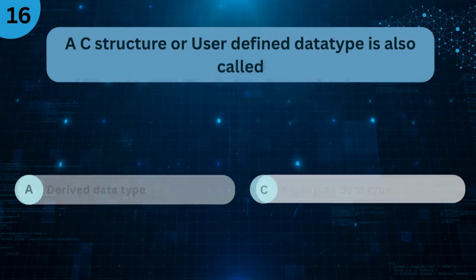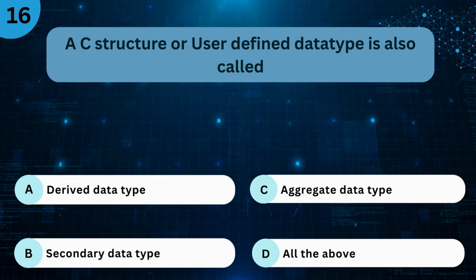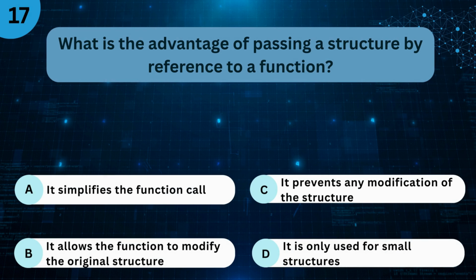A C structure or user-defined data type is also called: A. Derived data type. B. Secondary data type. C. Aggregate data type. D. All the above. The right answer is D. All the above.